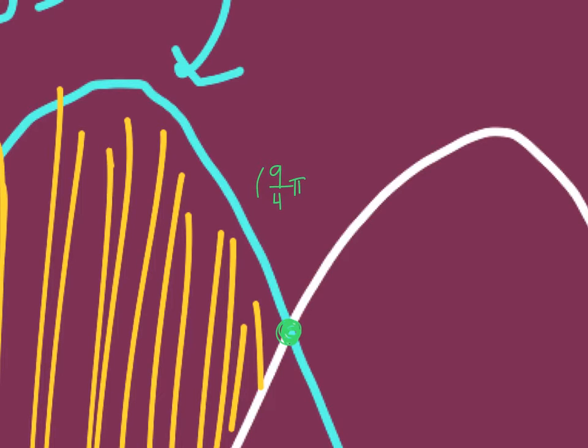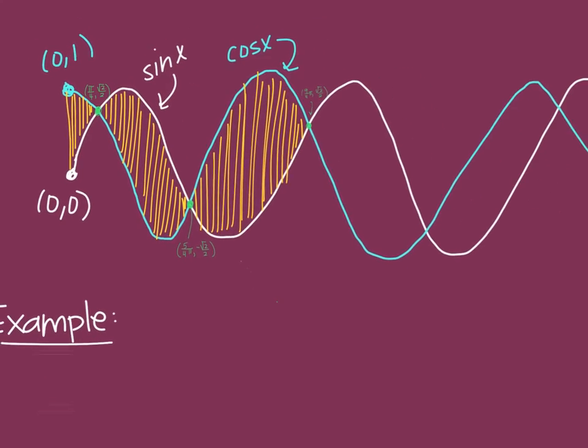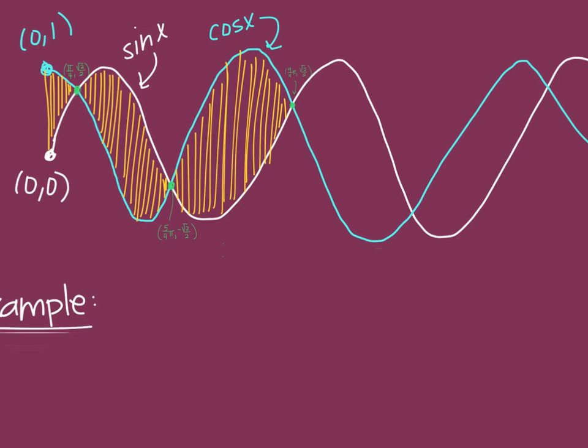9/4 pi. And then we're back to both of them being positive, rad 2 over 2. Okay, so then we set up an integral that would represent those 3 distinct sections of area. And so the area would be as follows. The first section starts at an x value of 0, and we're going left to right, and ends at pi fourths.